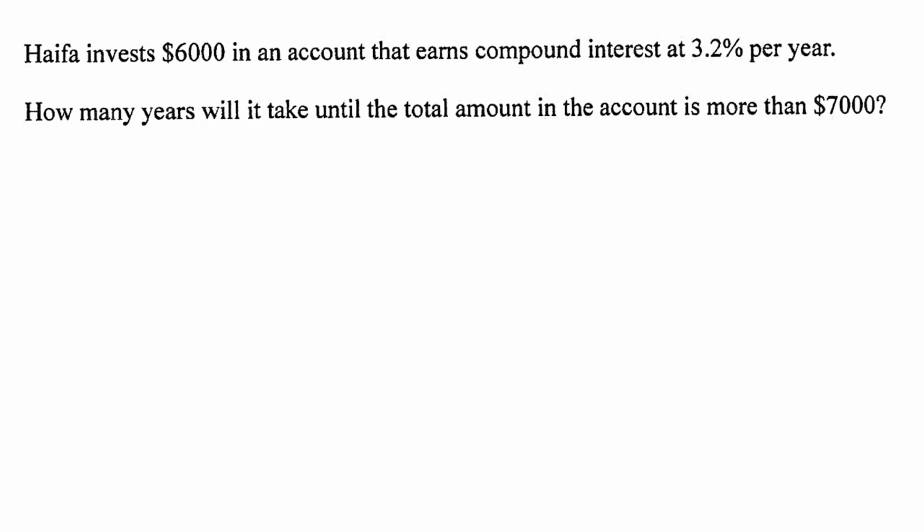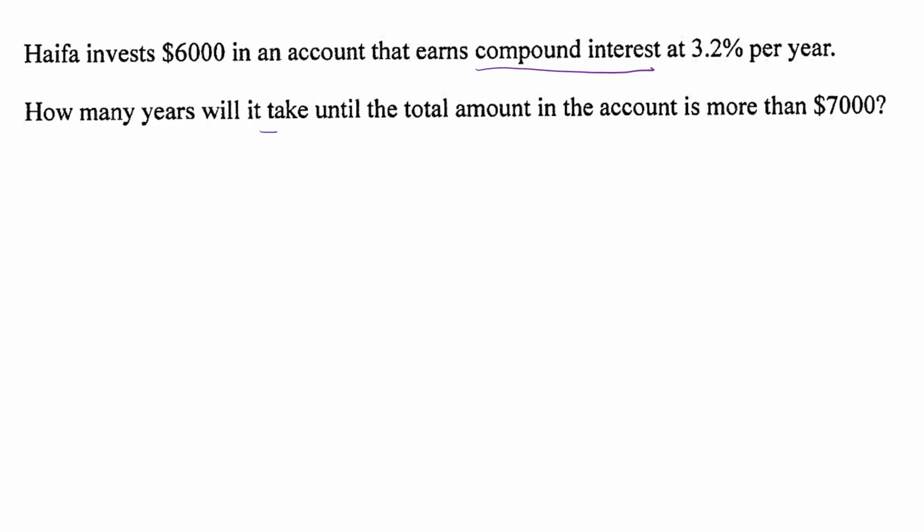Right, let's look at the next question. This is also an N-level examination question. We have Haifa investing $6,000 in an account that earns compound interest at 3.2% per year. How many years will it take until the total amount in the account is more than $7,000? The keywords to look out for are these two words, compound interest. Therefore, we have to use the correct formula.